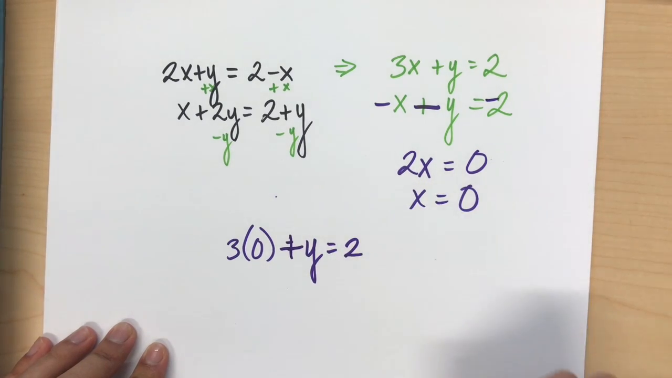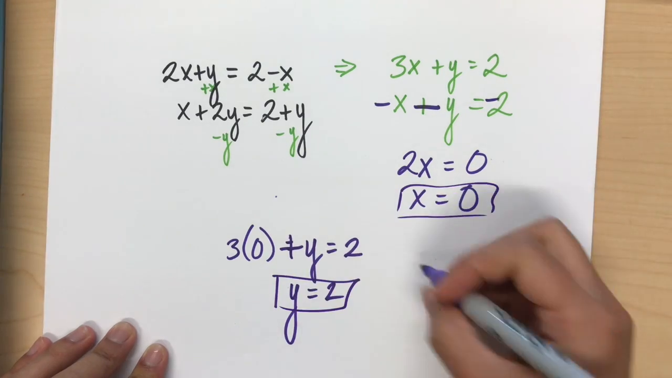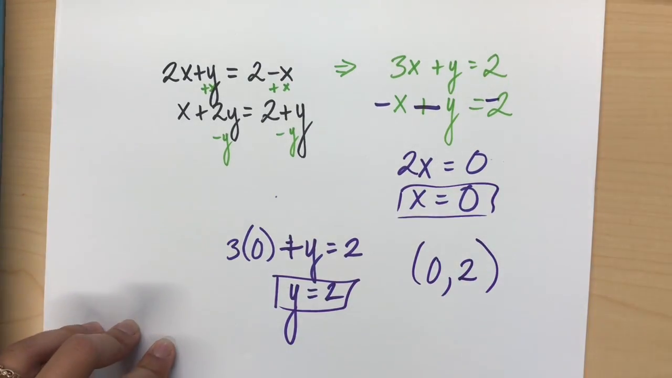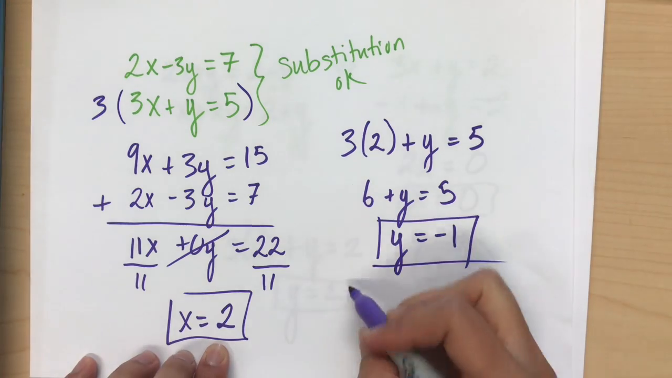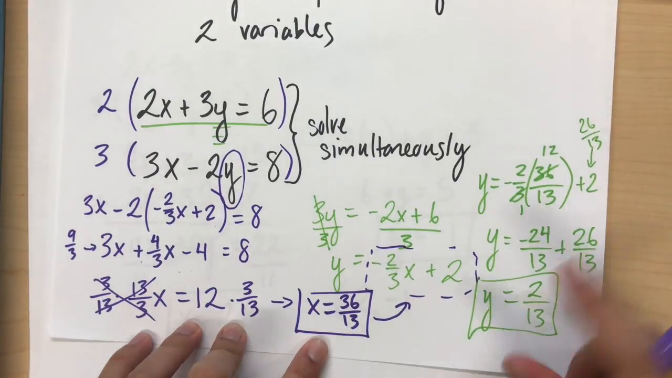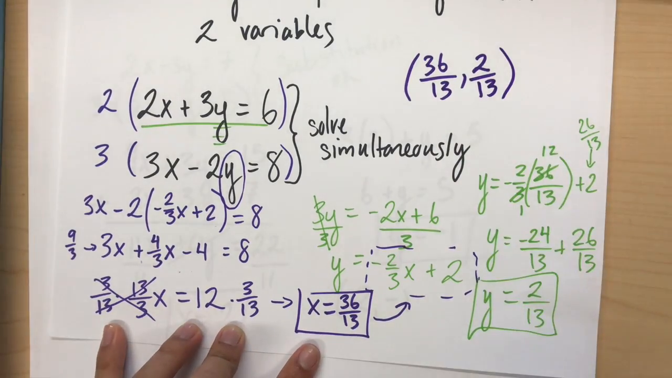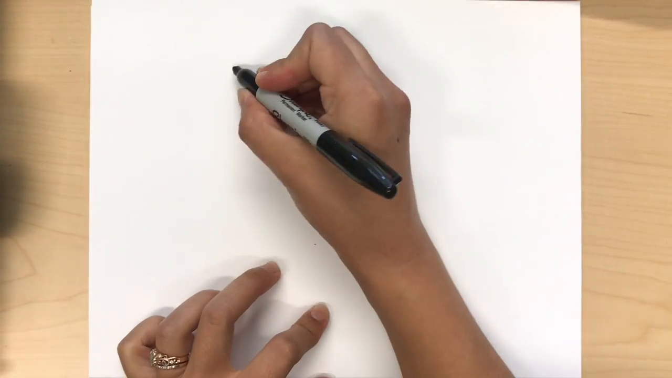And then all I do is plug it into the top equation. So 3 times 0 plus y equals 2. I end up with y equals 2. I'm going to write this as an ordered pair with x comma y, so that's 0 comma 2. I'm going to do it again with this one. So then I get 2 comma negative 1, and then with the first one that we did, it would be 36 over 13 comma 2 over 13. So that's how you write it as an ordered pair.